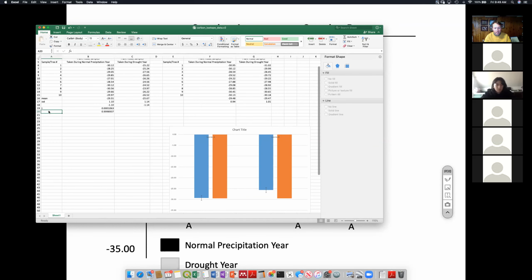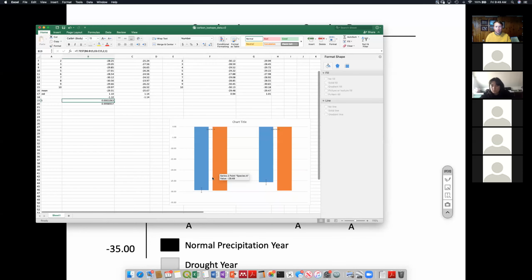So the probability that these are the same population is 99.99%. The probability that they are different populations is 0.001. If you look at these, the means look the same. These standard deviations look like the same thing, and within the error, they're definitely the same.